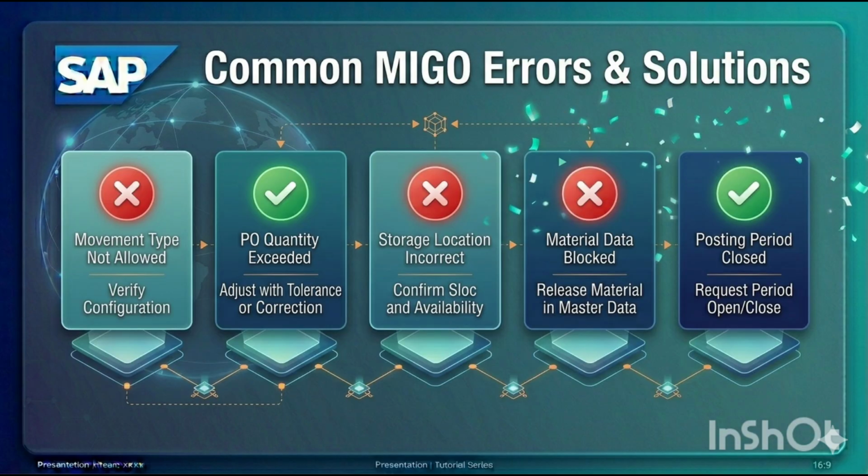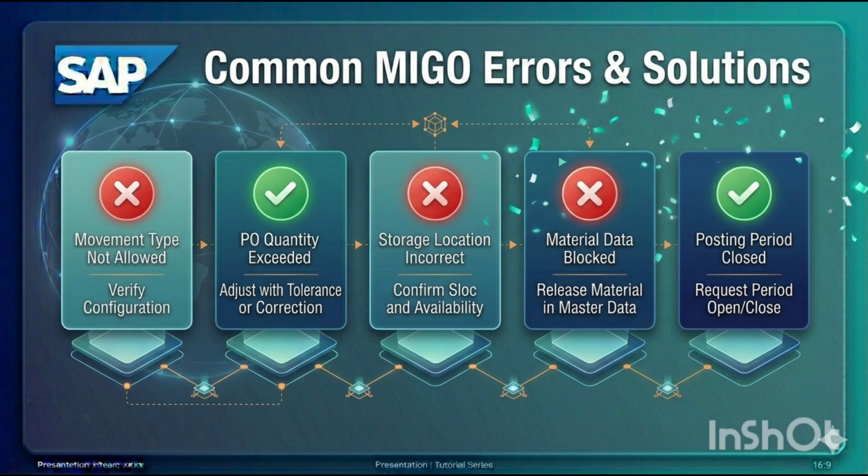So now we will be discussing the common MIGO errors and their solutions. Common MIGO errors include PO quantity exceeded, tolerance limit exceeded, movement type not allowed, material locked by another user, and insufficient authorization. For quantity exceeded errors, check if you are within tolerance or if the PO is already fully delivered. For tolerance errors, either change the quantity or ask the purchase team to increase tolerance.